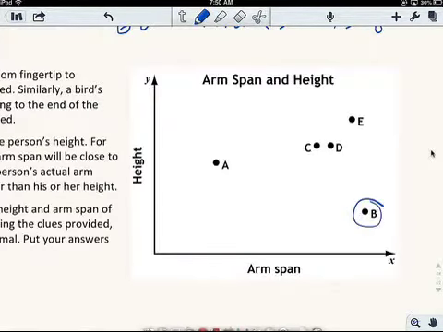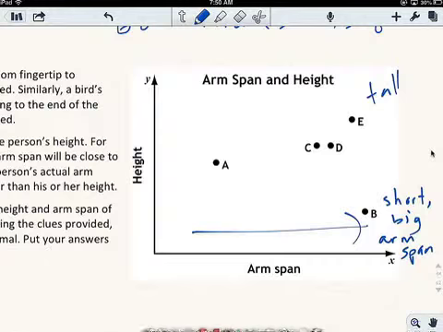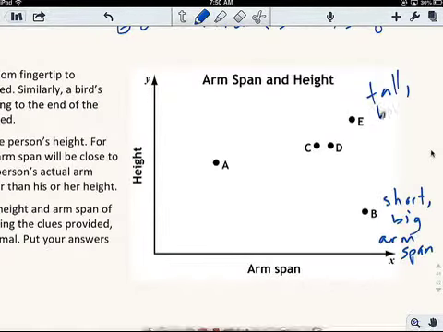So I'm just going to make a note for myself. Short, big arm span. Which means that this one that is here at E is tall because it's way up high, and it is also big arm span. So tall, big arm span.